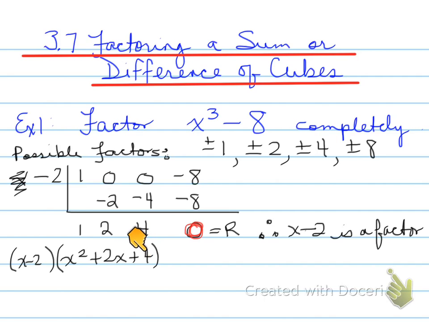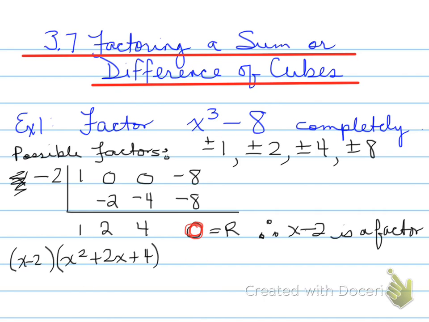And the answer is no, because what 2 numbers multiplied to give 4 add to give us 2? Hopefully, all of you are racking your brains and realizing it's not possible. It is not possible to factor this. So this is the final factorization for x cubed minus 8.